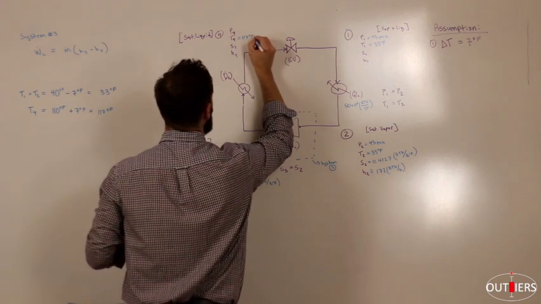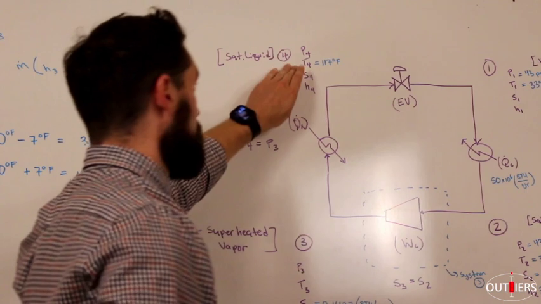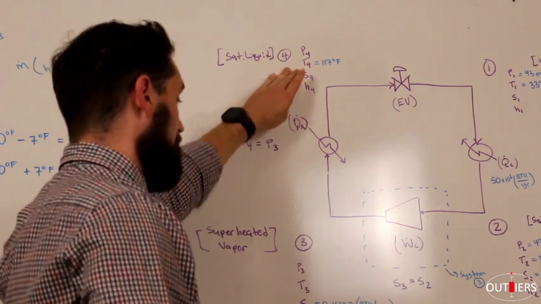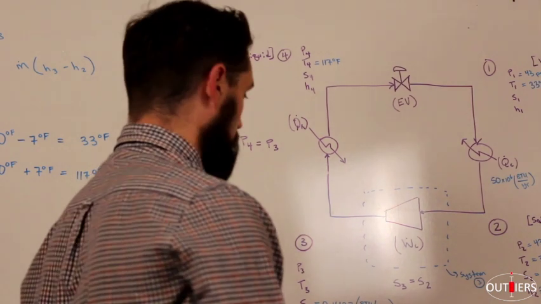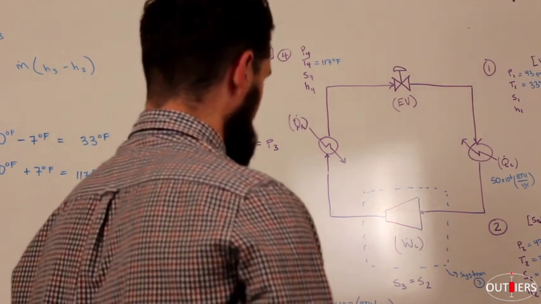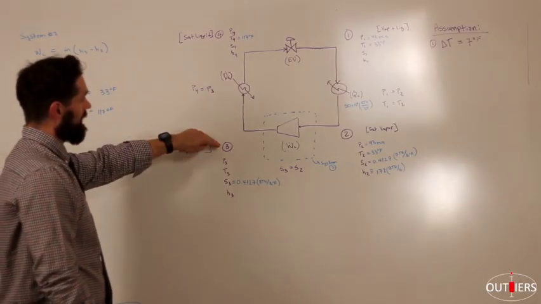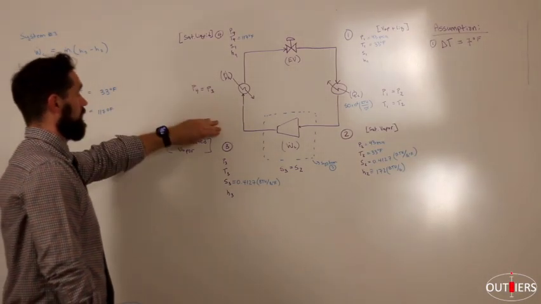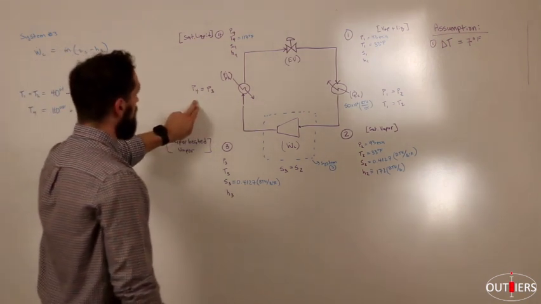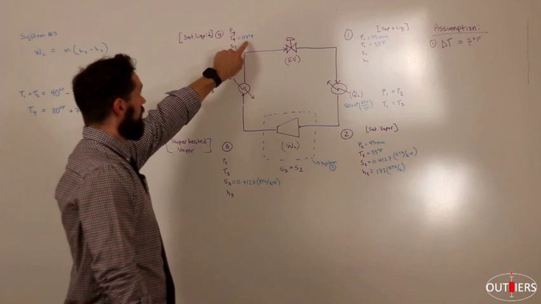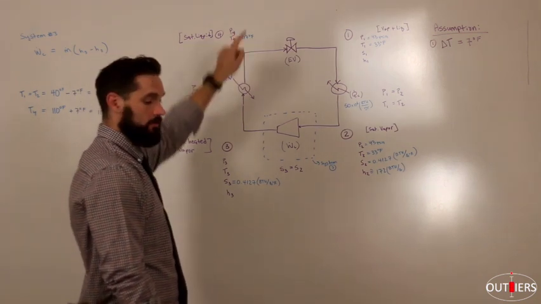So how in the world does this help us do anything? Because I just found a temperature that's up here. It has nothing to do with what I'm trying to solve for. In fact, it does. Because what's the assumption we made from 3 to 4? We assumed it's isobaric. The pressures are equal. Since this is saturated liquid, I know the temperature, which also means I know the pressure.